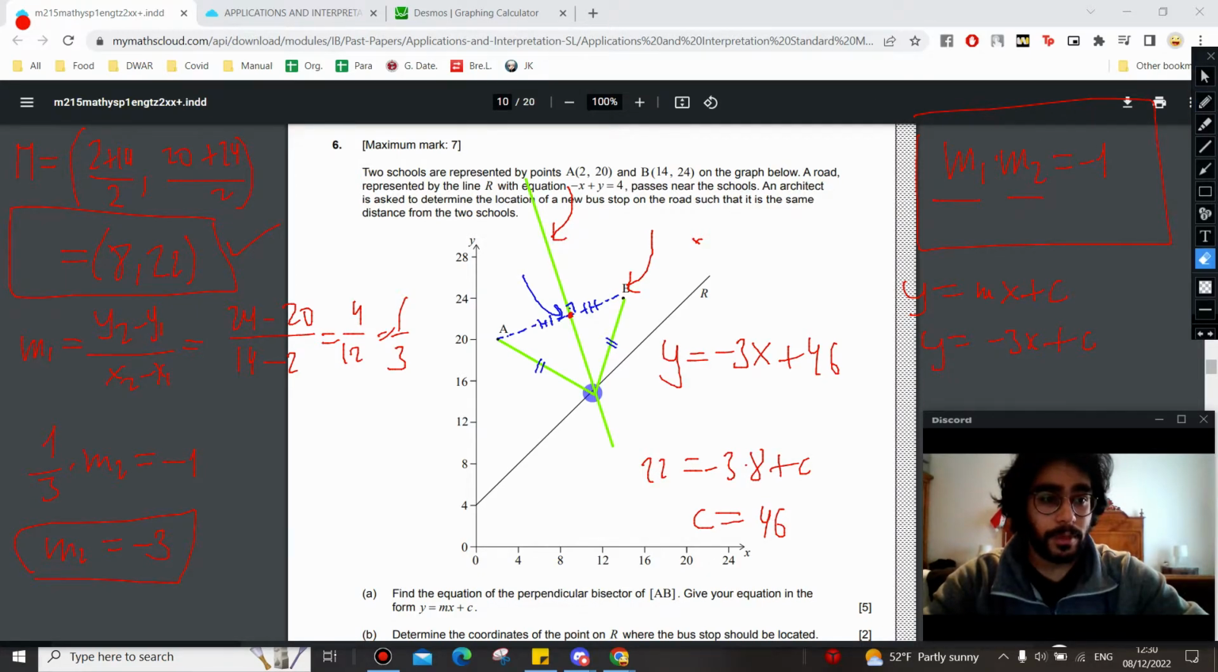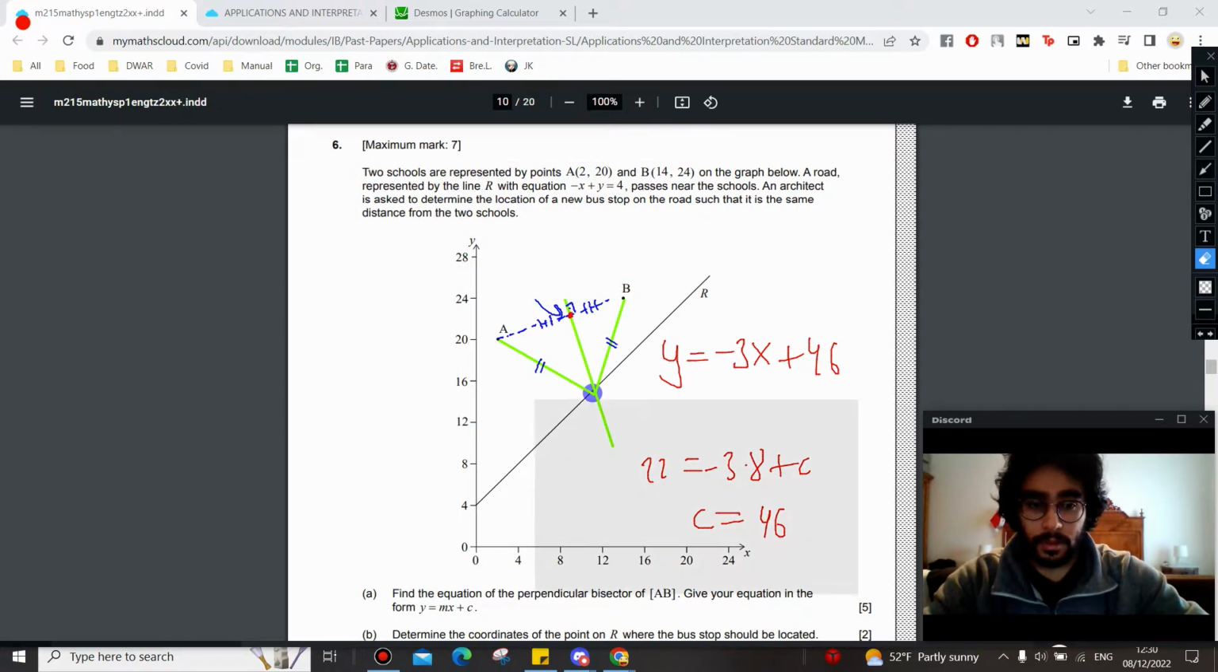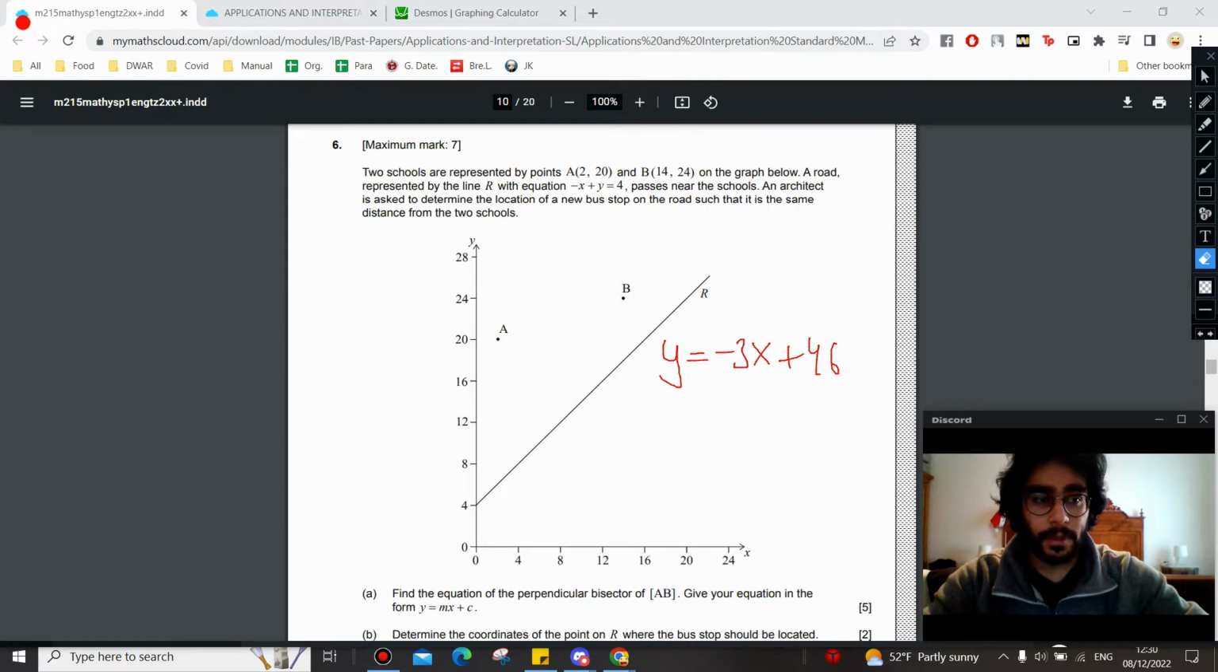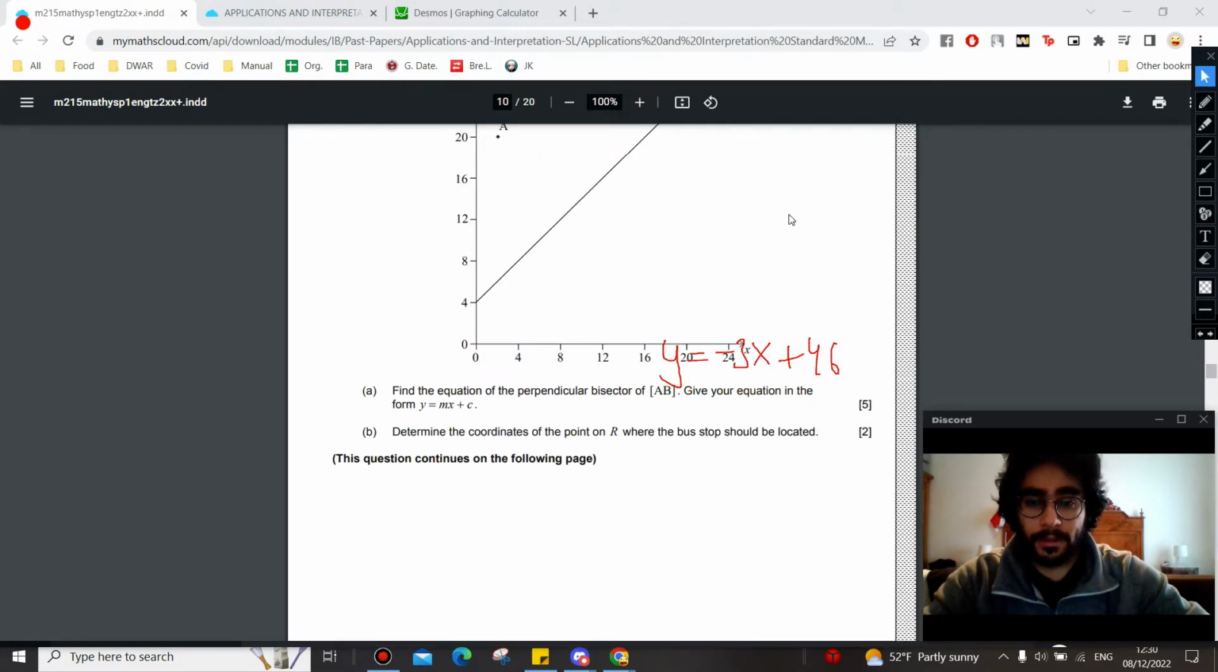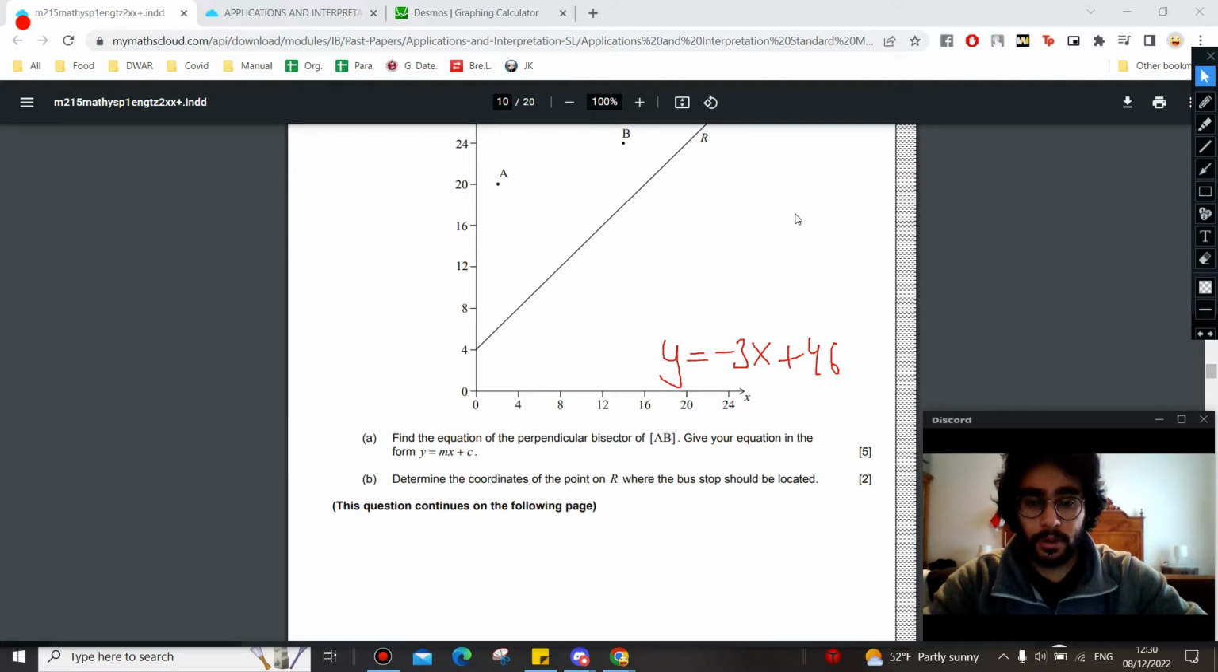I will move on very quickly again. So let's delete everything else here. Also these two, also this one, also this one. Okay, perfect. That's question number A. Determine the coordinates of the point on R where the bus stop should be located.